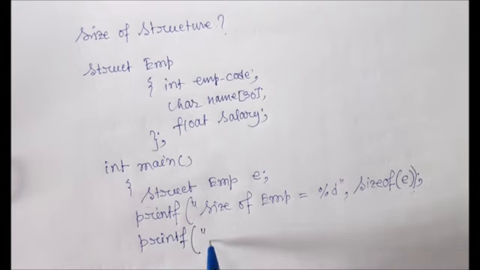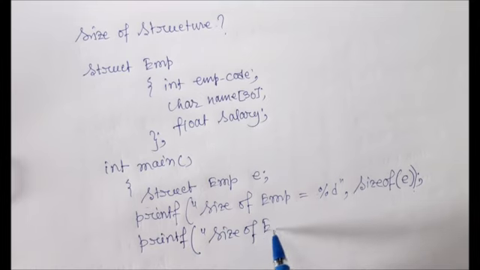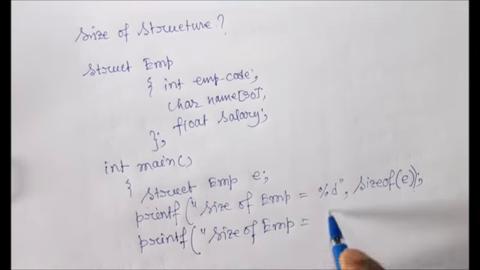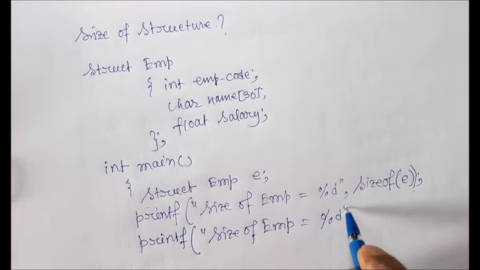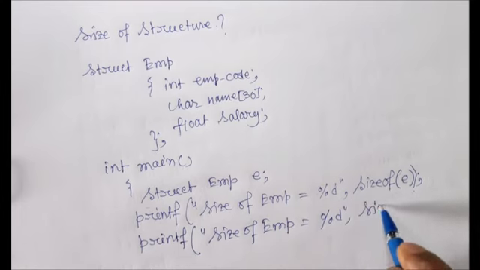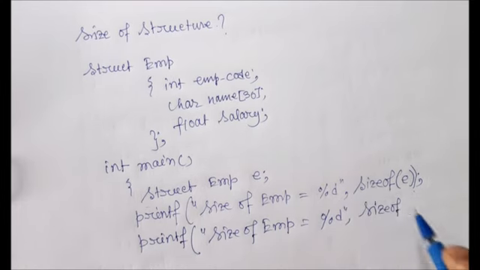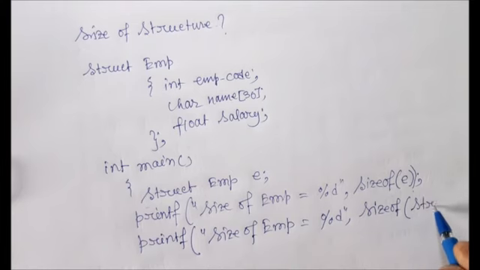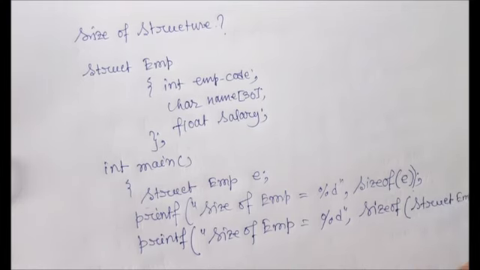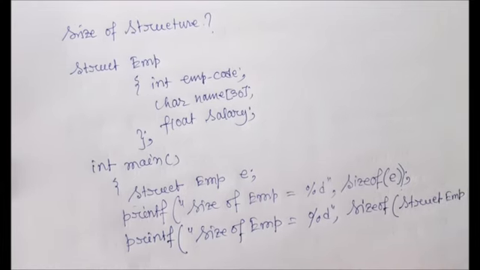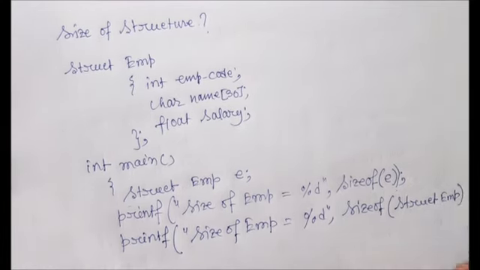printf size of employee %d, sizeof struct EMP. Return 0.